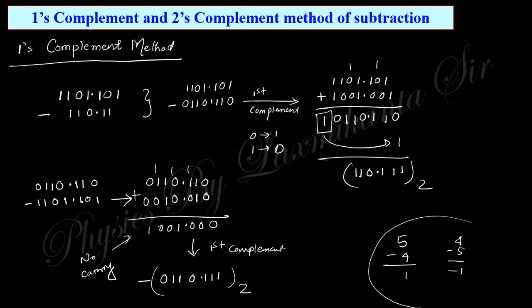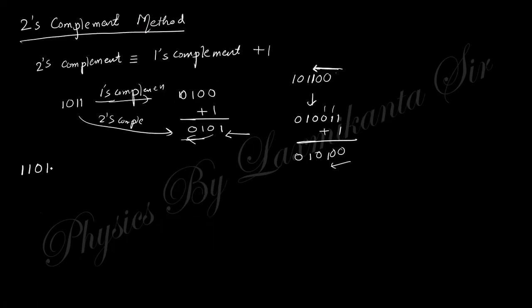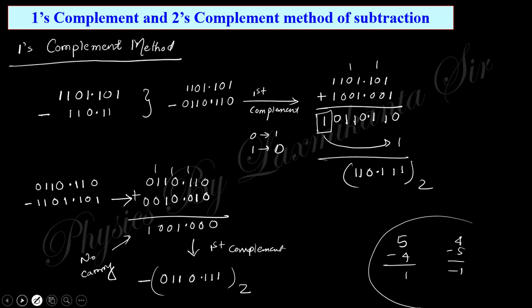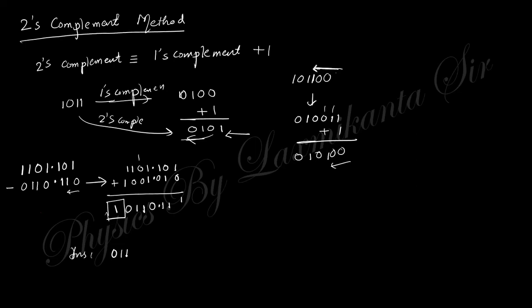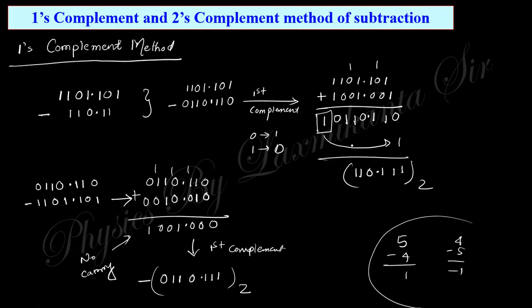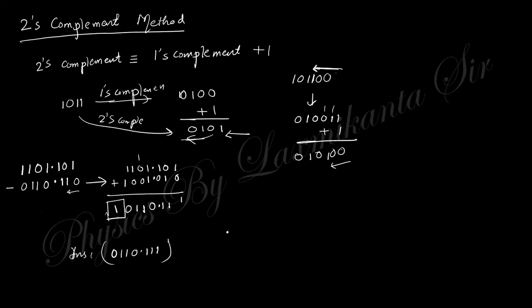Now take an example: 1101.101 minus 110.11. At first you need to equalize the two numbers, and take the second complement of this one. So 1101101, and the second complement is 01 the same as it is, then change 1 into 0 and 0 into 1, and take the addition. There is a carry, you just omit this carry, and you will get the answer, 0110111, which was already obtained in the previous method, the same result. You obtain the same result using the first complement method or the second complement method.